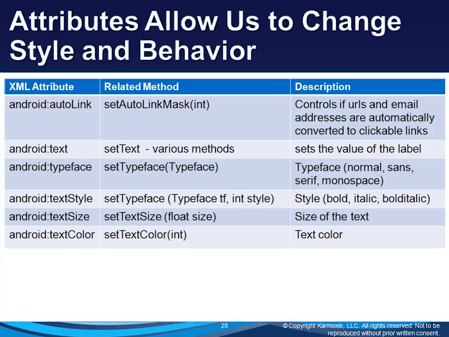So AutoLink is one that you might want to work with if you're displaying information. Android can recognize if it has an HTTP that it's a link that you might want to make clickable, or if it has an @ symbol and an email address, it can make it so it's also clickable. So by using AutoLink, you are able to make it so that it's automatically going to be clickable if you have it set to true. Now the text is what we had gone over, the value of the text, but you can also call the method setText to change that. You can also work with the typeface, the style, the size, and the color. And we're going to be practicing with that as we go forward in the examples.